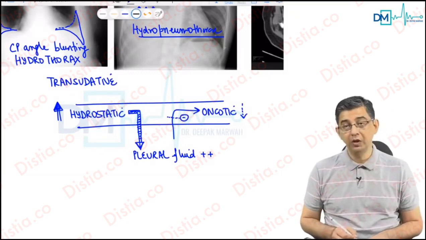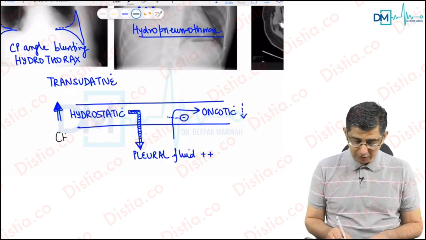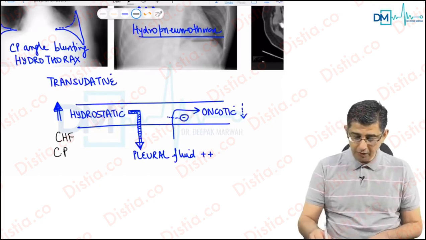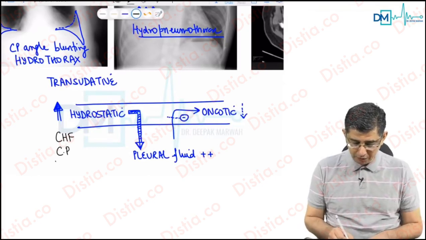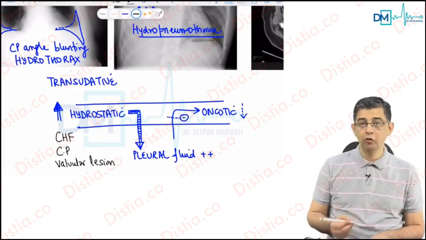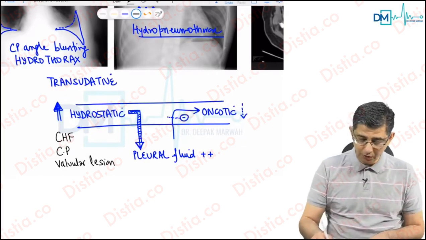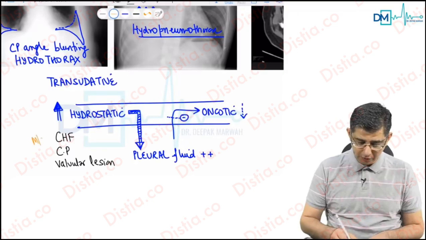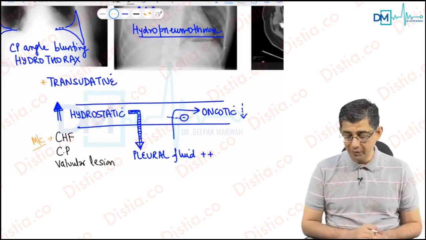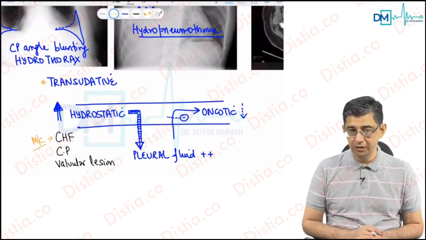Conditions which can contribute to an increase in hydrostatic pressure could be congestive heart failure or constrictive pericarditis. So what I'm basically saying is that most of the time he will talk about valvular lesions, or he can talk about congestive heart failure. In fact, if he asks what happens to be the most common cause for a transudative pleural effusion, then overall the most common cause responsible is heart failure or valvular heart disease.